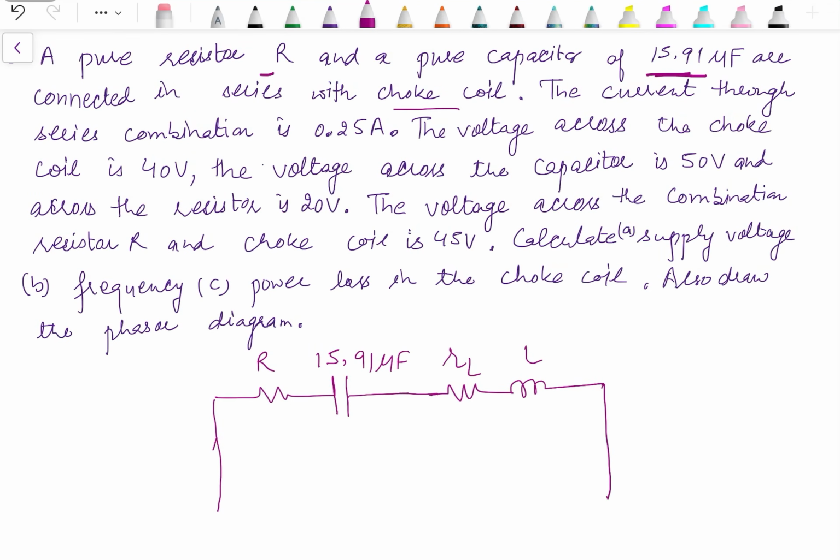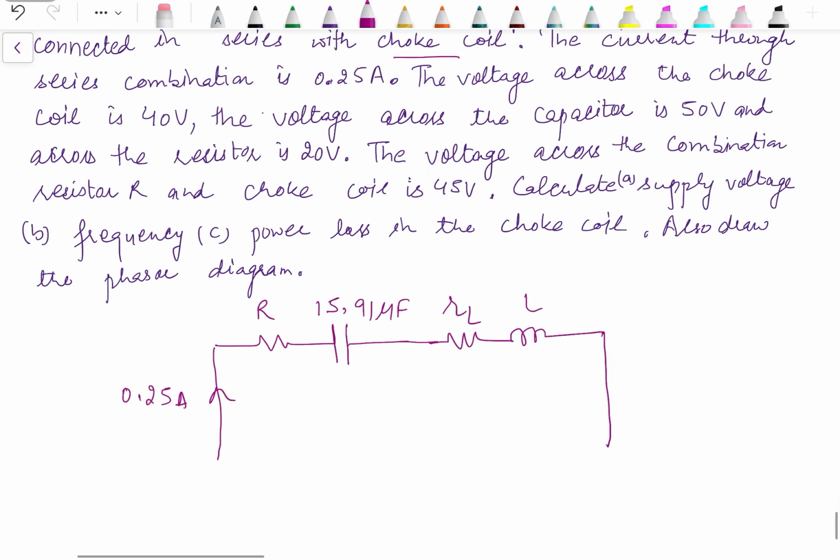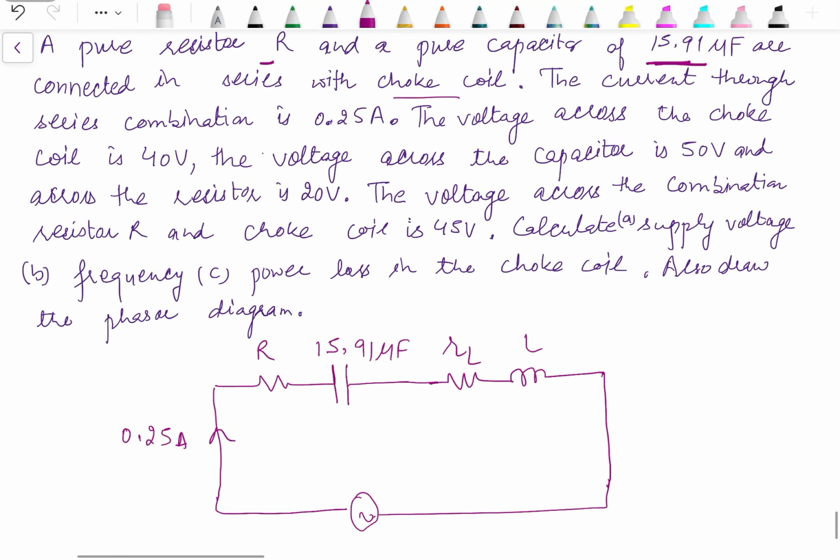The current through the combination is 0.25 ampere. Okay, this is given. So here we have the supply voltage. The voltage across the choke coil is 40 volt. Across the capacitor is 50. And across the resistor is 20. The voltage across the combination of resistor and choke coil is 45.